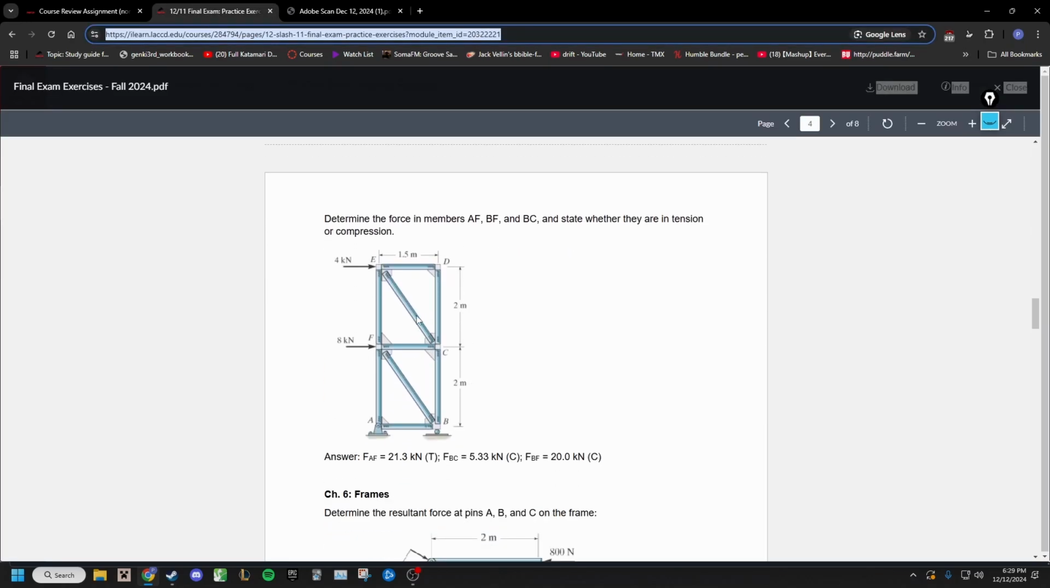Now, for the next question, we are given this. We are given an active force of 4 kilonewtons here, and 8 kilonewtons here. We're given the distances. We're asked to find AF, BF, and BC.